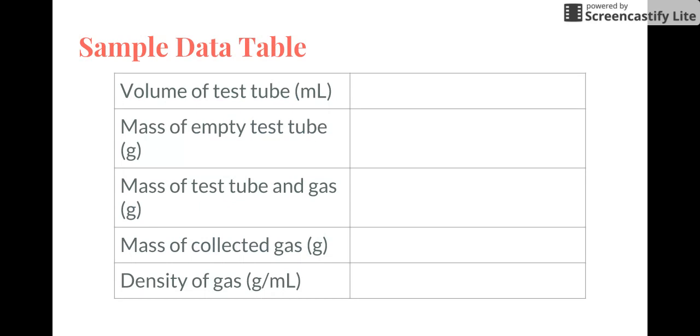Here is a sample data table; you can set this up however you like. This is just a sample of some of the things you might need to collect. We'll need the volume of the gas, the mass of the test tube, and then the collected gas, and then we can calculate from that the density.